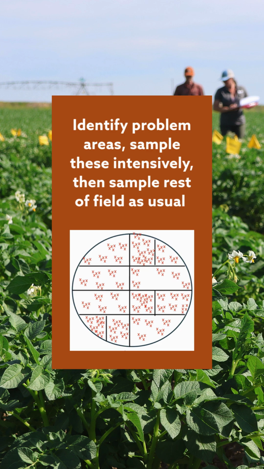And then as you go forward, you can identify those problem areas, sample them intensively, and sample the rest of the field as usual. So then you're still monitoring your whole field, but you're not spending all of the money to intensively sample the whole thing if you know some areas are generally clear.